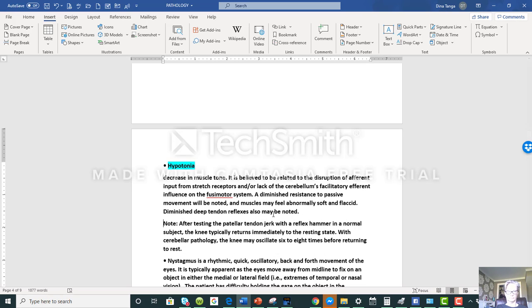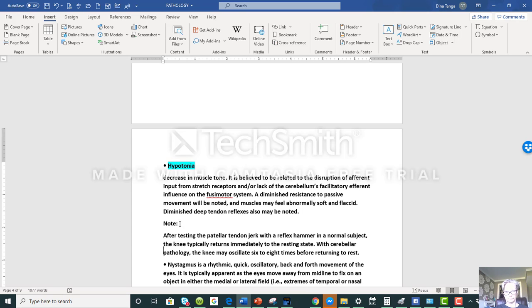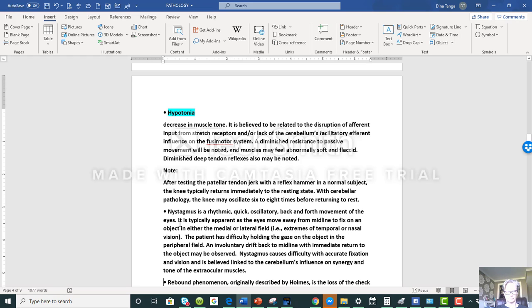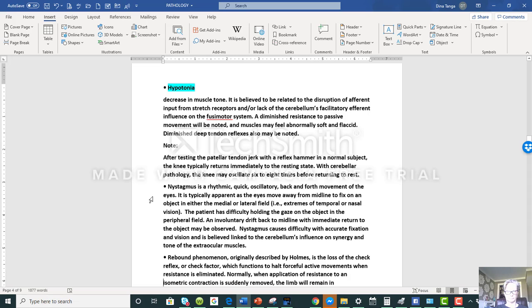Note: after testing the patellar tendon jerk with a reflex hammer in a normal subject, the knee typically returns immediately to the resting state. With cerebellar pathology, the knee may oscillate 6 to 8 times before returning to rest.